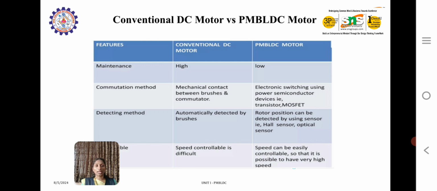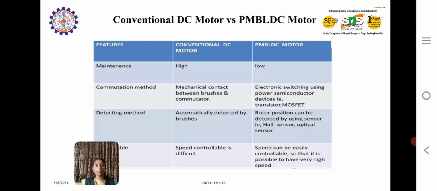Coming to the detecting method, the position can be automatically detected by the brushes, whereas in PMBLDC we need a separate sensor to monitor the rotor position. We call it a rotor position sensor, of which there are two types, the Hall sensor and the optical sensor. Either sensor can be used to find the position of the rotor.